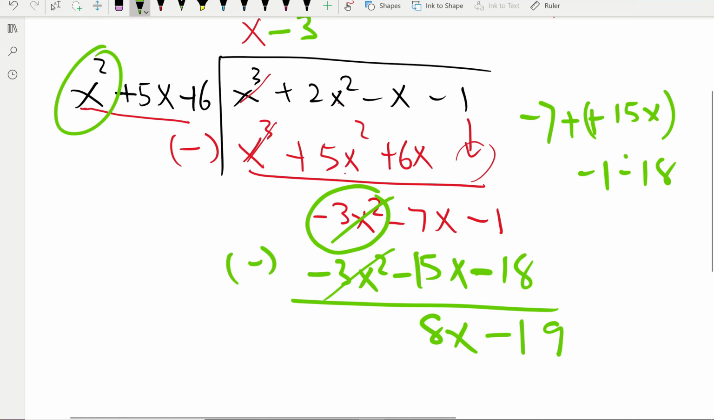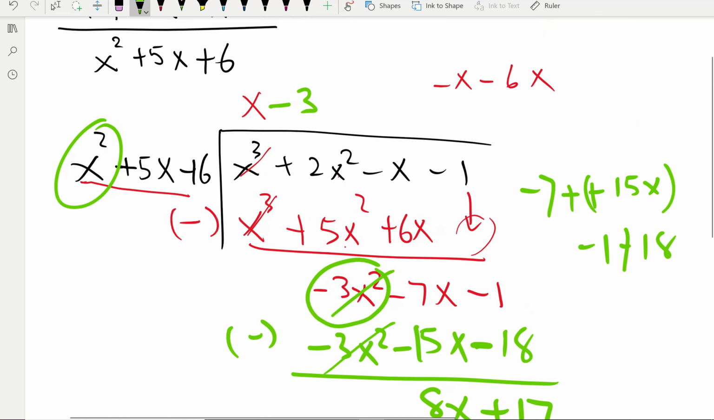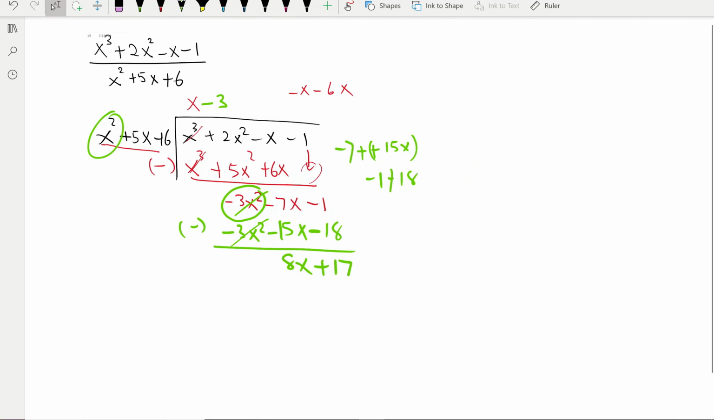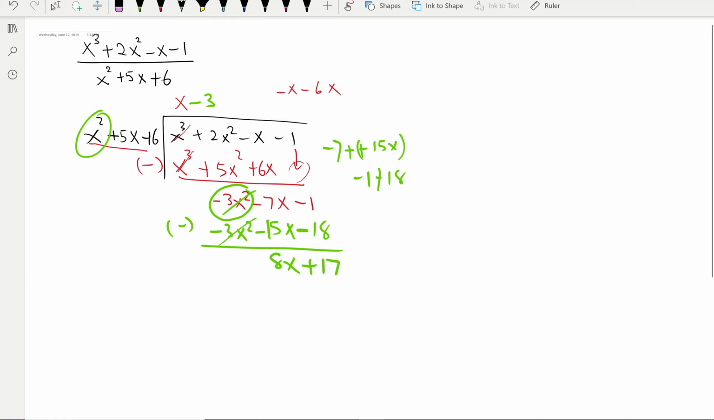Right? This should be, yes, this should be minus 18. See, I made a mistake. So this should be plus 18. So it should be plus 17. Okay. Glad that I caught that in the video. Otherwise I would have to make the video again. All right, so now let's continue.